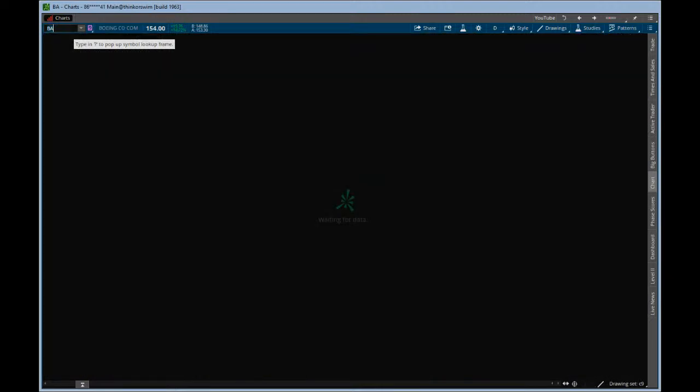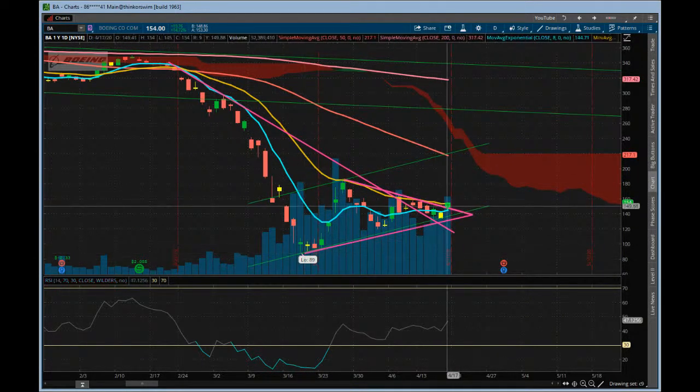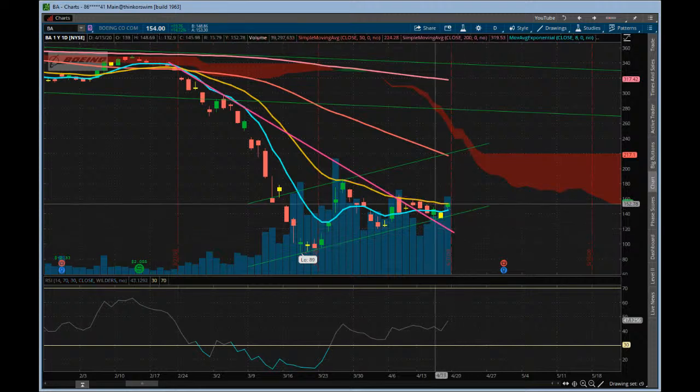And then Boeing, getting real tight here, guys. Again, we're working our way up the channel, potentially, right? We got a nice triangle right here. We started to break out of that on Friday. So let's see if we can get some follow through. It's all going to be about follow through on Monday, Tuesday. See what it could do.